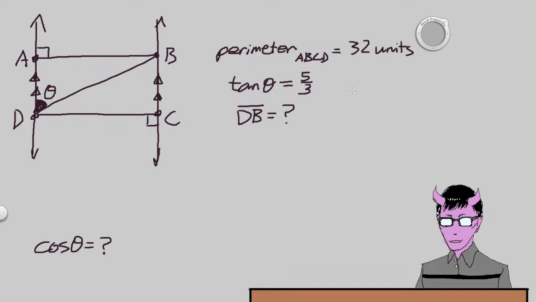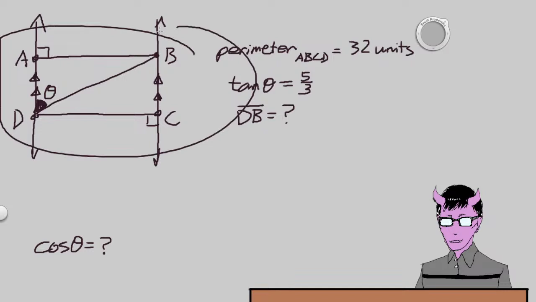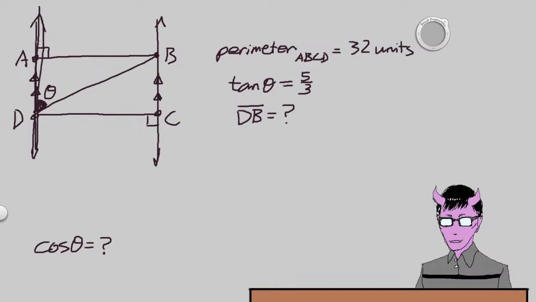Okay, so let's take a step back. What exactly are we doing? We are working with a parallelogram. Recall from your geometry days, we have this nastiness right here. This line is parallel to this line, so we have a bunch of alternate interior congruency. We're told that this is 90 and this is 90. That's fun.